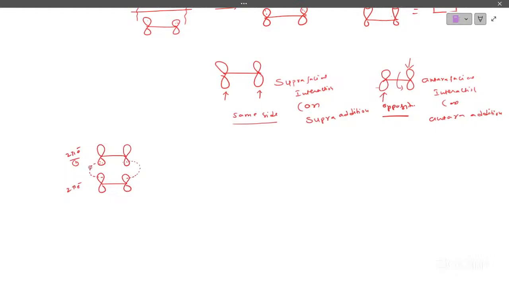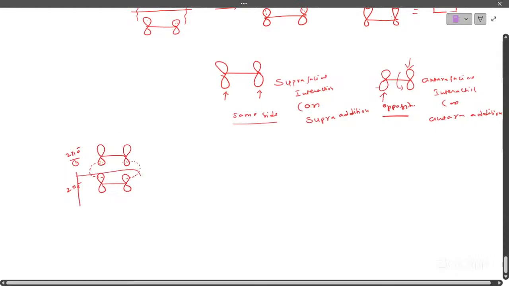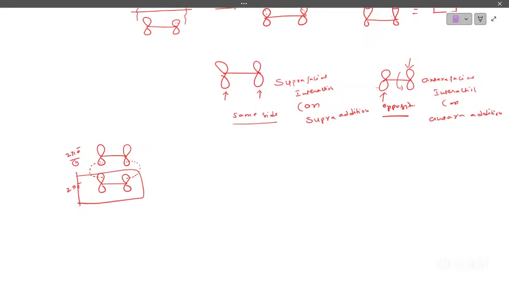Now, you hide the second pi system. Observe the first pi system. In the first pi system, it has already involved the interactions with the second pi system. Observe whether the two lobes are on the same side or opposite side. What is your observation? The two lobes are on the same side. Therefore, with respect to that particular first pi system, it is supra-addition. Right. Next.